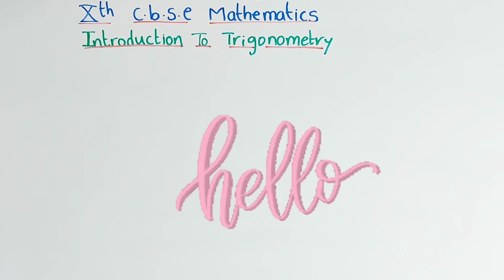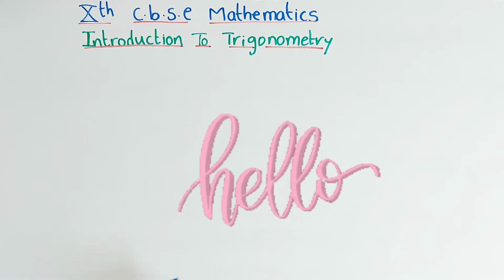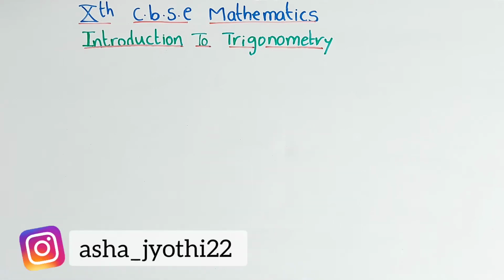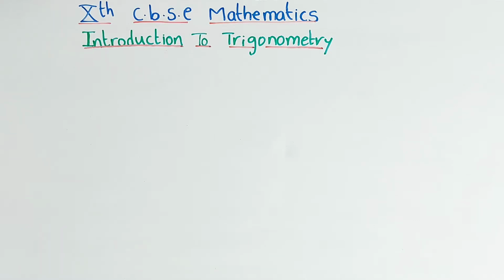We are learning 10th standard CBSE Mathematics, Introduction to Trigonometry. We have already learned the ratios for 0, 30, 60, 45 and 90 degrees. In case you missed the session, please go through my previous video. Now let us start exercise 8.2, children.